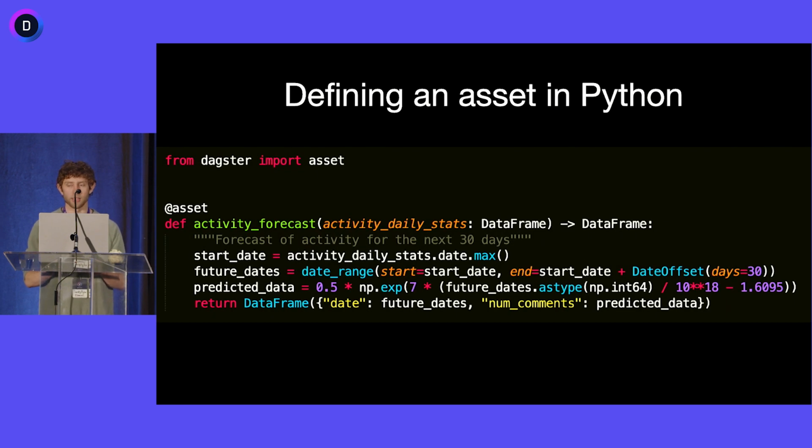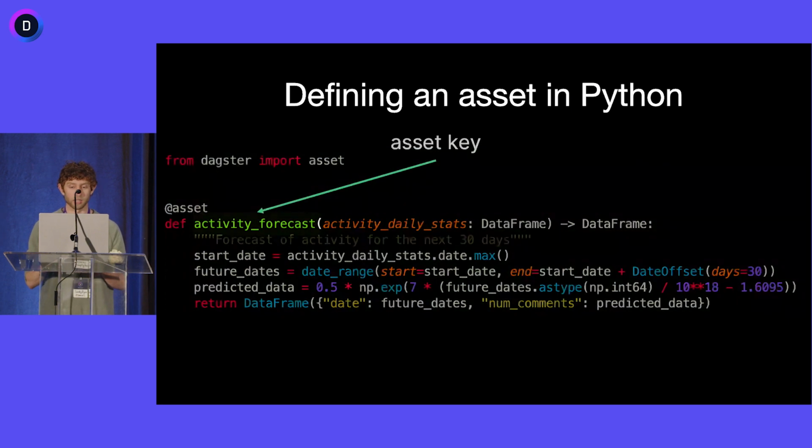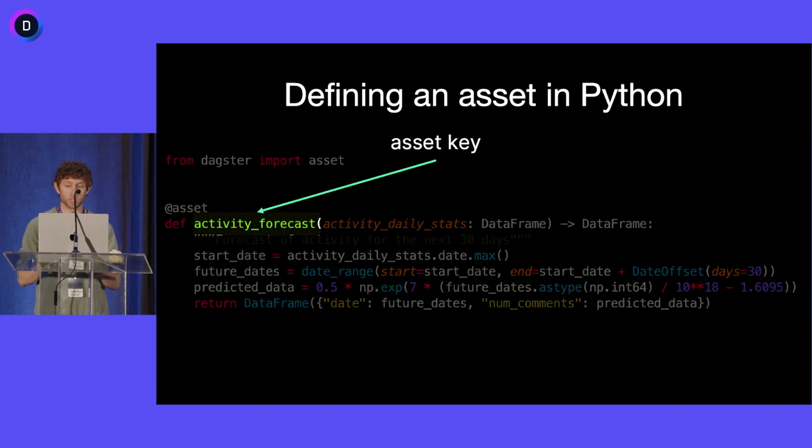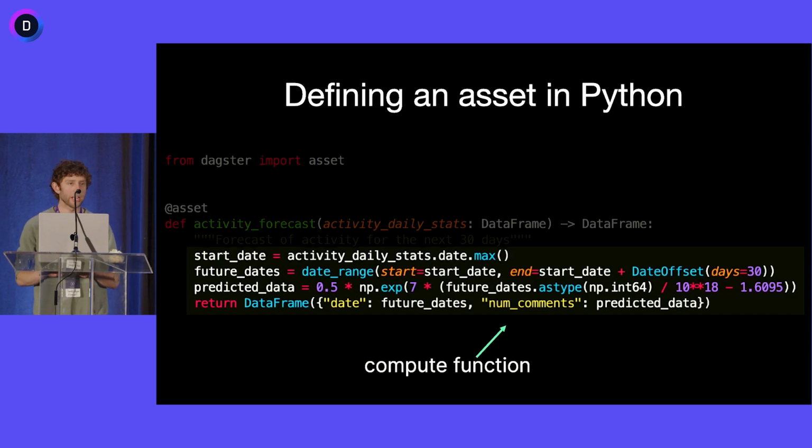Here's a software-defined asset that's built using Dagster's Python API. The name of the decorated function defines the asset key. So in this case, the asset represents a forecast of activity on some website. The implementation of the decorated function is the op.